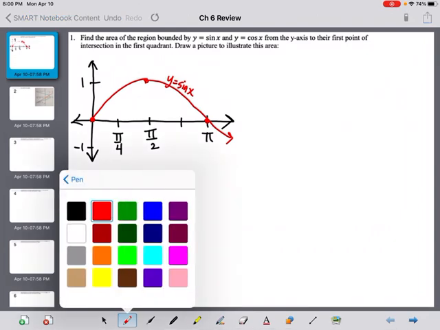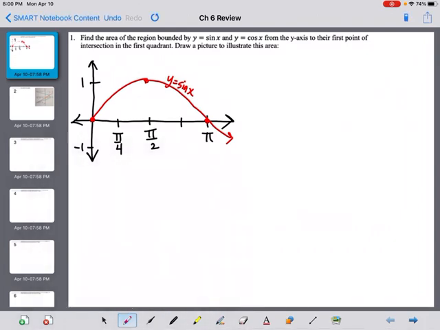And then cosine x, we know, looks like our cup, and that one starts at its maximum amplitude, which is 1, and it crosses at pi over 2, and it's at its minimum amplitude at pi. So this looks like this, and this is y equals cosine x. So obviously we can see here that the point of intersection is right here. And so the area that we were talking about in the first quadrant that's bounded by these two graphs is going to be this area right here that we are trying to find.